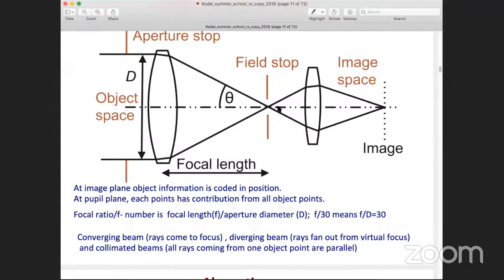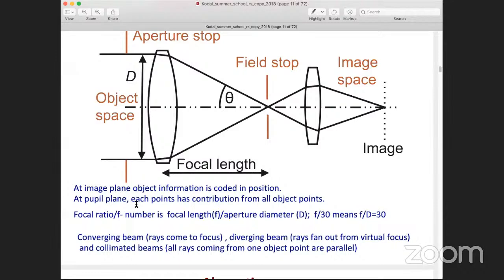It can be either to reduce the scale or enlarge the scale. And in the image plane, the object information is coded in the position. As we move from one position to another in the image plane, we get, as a function of angle in the sky, the various intensities of the object. If you have a point or several point objects, where they are located with respect to each other, we will know as a function of position.